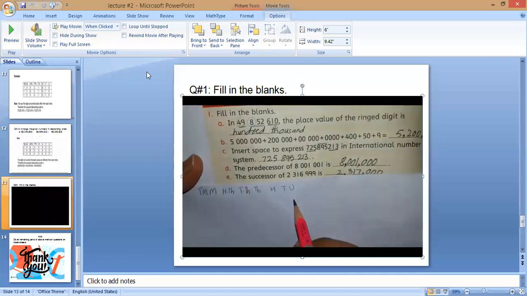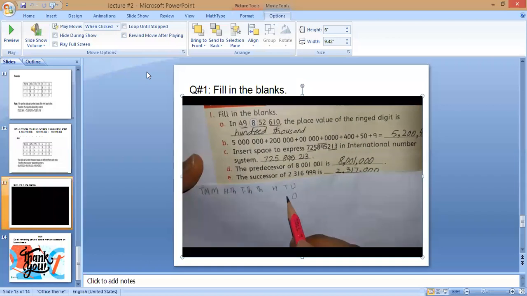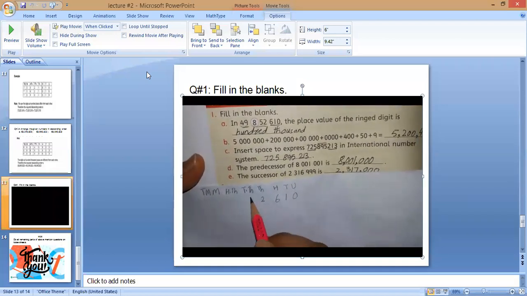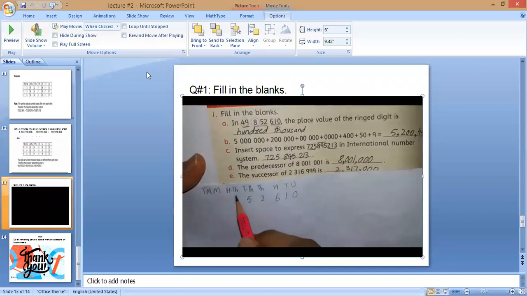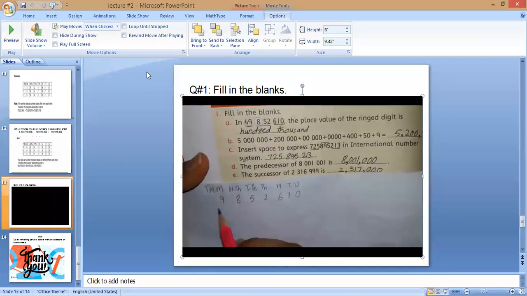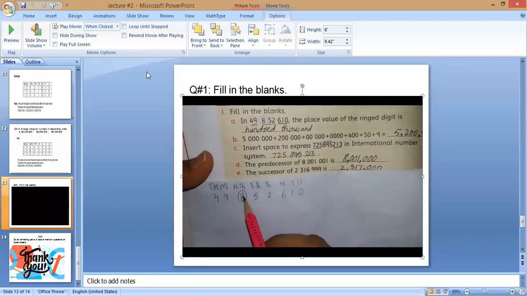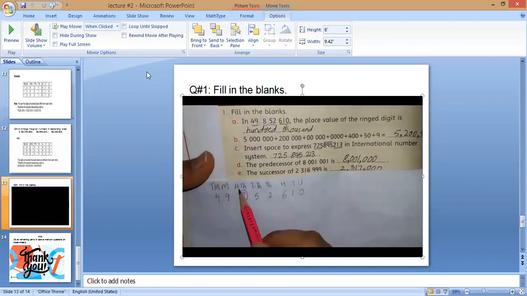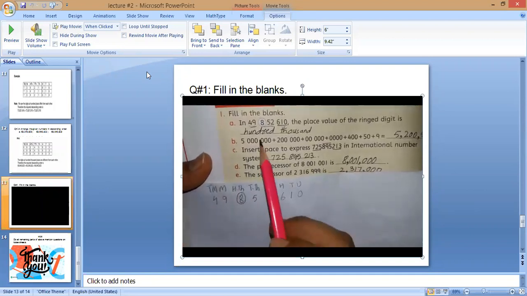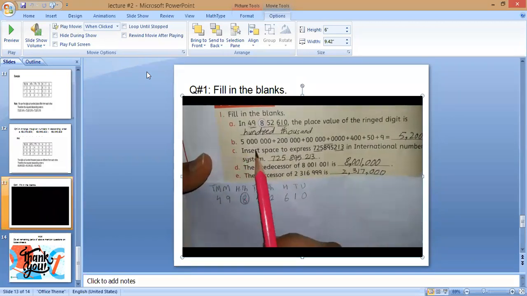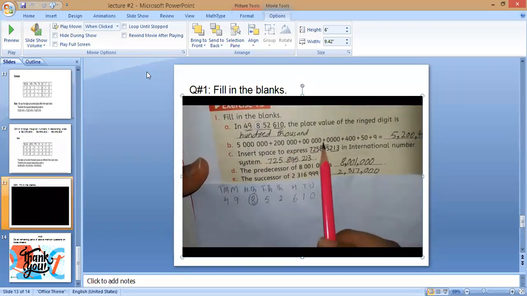Okay, you will put the values 0, 1, 6, 2, 5, 8, 9, 4. Now you can check 8 is the ringed digit and the place value of 8 is 100,000. You will write here 100,000.